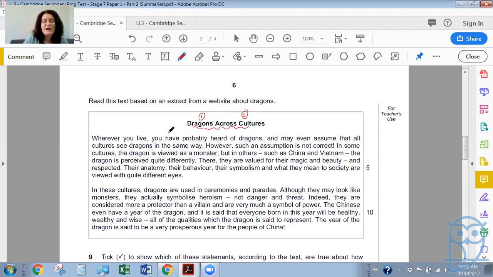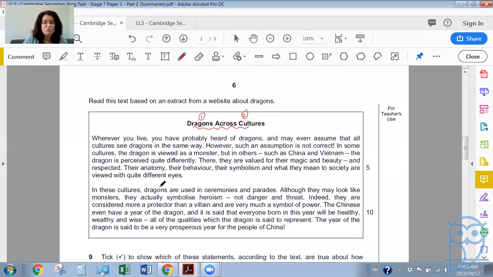Wherever you live, you have probably heard of dragons and may even assume that all cultures see dragons in the same way. However, such an assumption is not correct. In some cultures, the dragon is viewed as a monster, but in others, such as China and Vietnam, the dragon is perceived quite differently. There, they are valued for their magic and beauty and respected. Their anatomy, their behavior, their symbolism, and what they mean to society are viewed with quite different eyes.